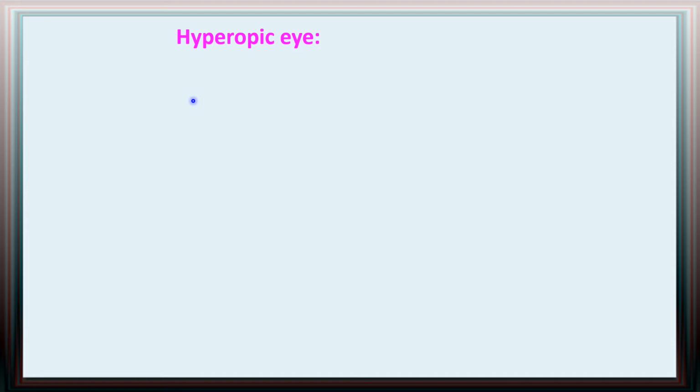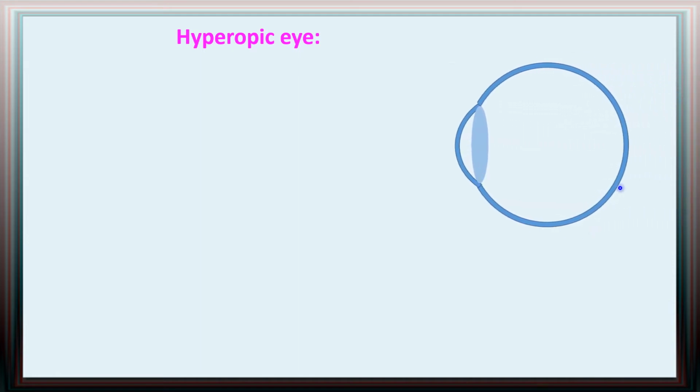And here I am showing you a hyperopic eye, that is an eye suffering from hypermetropia. Here one more eye is there. It is the hyperopic eye. And it has the problem of adjusting minimum focal length in case of nearby objects. And here is the principal axis. Here is L, that is the least distance of distinct vision point, and here is H.